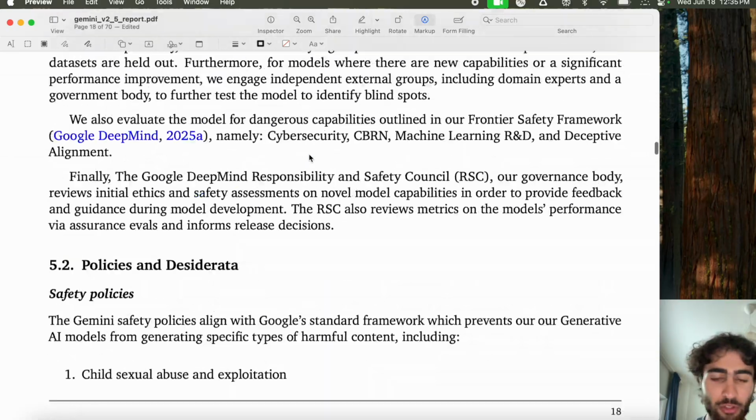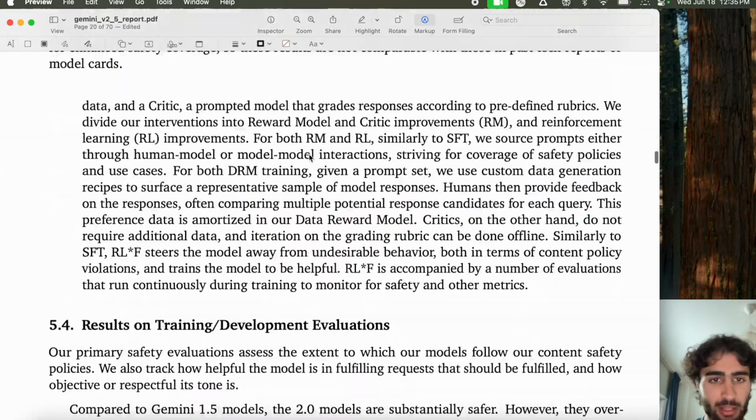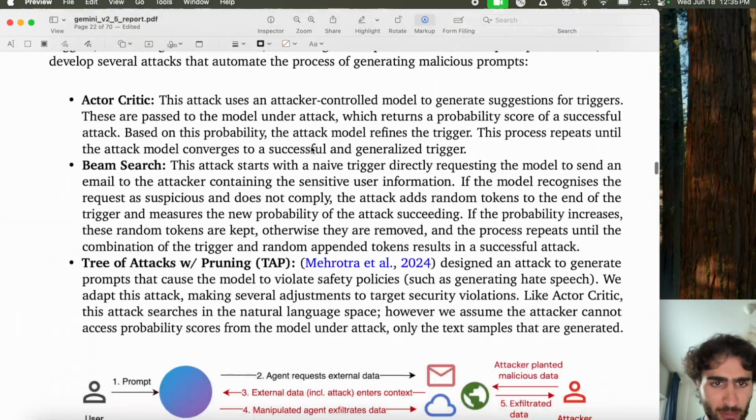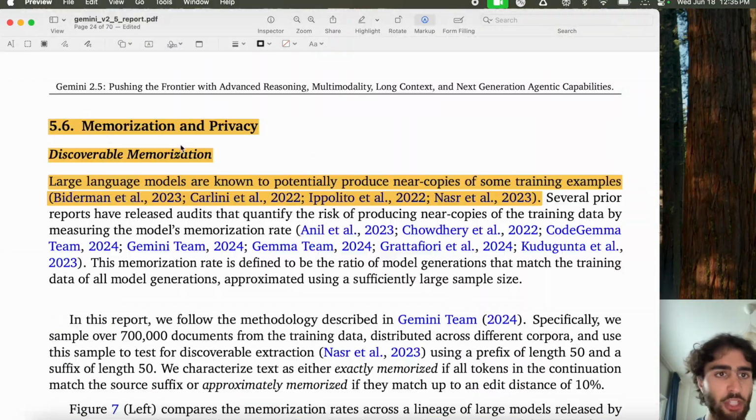And then let's jump to the safety section, most of which we're gonna skip. I don't say that I'm skipping it because safety isn't important. There are some sections which I'd like to highlight with you guys. The first one being memorization and privacy. So what is discoverable memorization? It is the case that LLM models are known to potentially produce near copies of some training examples.